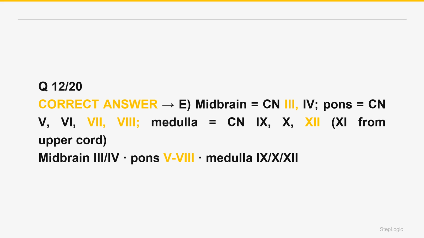This organization explains the classic crossed brainstem syndromes. A lesion produces ipsilateral cranial nerve signs from the nucleus or fascicle, plus contralateral body signs from the long tracts, e.g. medial medullary syndrome, CN12, plus contralateral hemiparesis. The midbrain 3, 4, pons 5, 6, 7, 8, medulla 9, 10, 12 arrangement is correct.